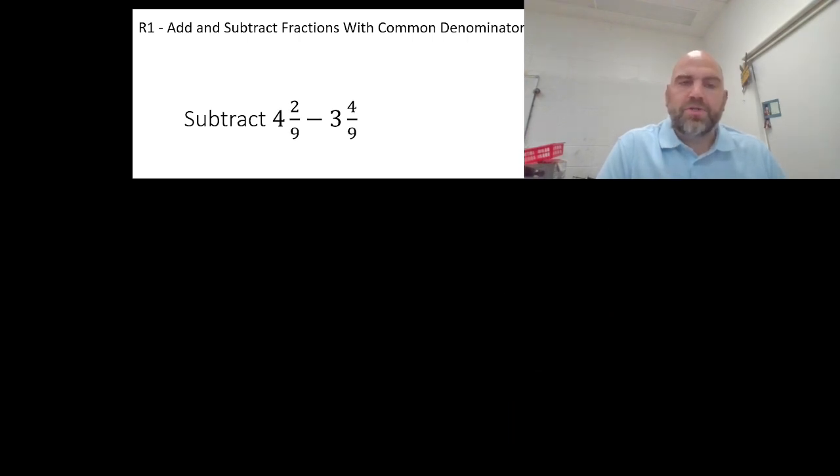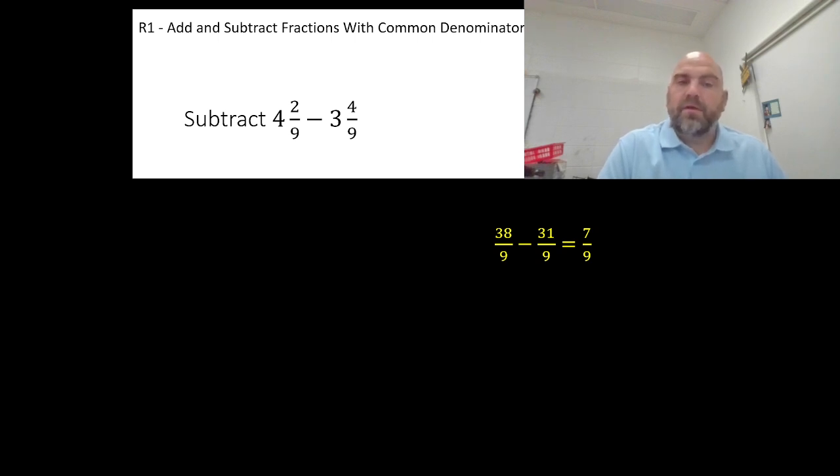Let's look at example number 2. 4 and 2 ninths minus 3 and 4 ninths. Okay, I'm getting my numbers mixed up here. Let's do this one using improper fractions just to double check our work right off the bat. We have 38 over 9 minus 31 over 9, and that equals 7 over 9. That's our final answer. It's as simple as it can get.